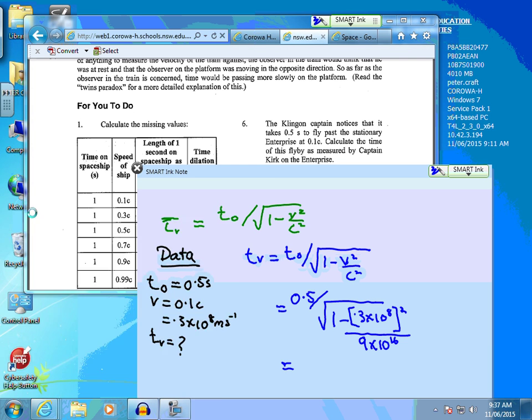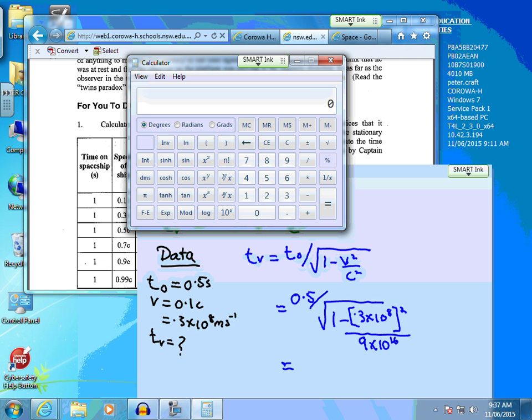I'll bring my calculator up so you can see the calculation. The first thing I'm going to do is 0.3 times 10 to the 8, and that has to be squared. Then I divide that by 9 times 10 to the 16, which gives 0.01, so 1 minus that is 0.99. Then the square root of that answer. On this particular calculator, I have cube root and any root, but I don't have square root that I can see.